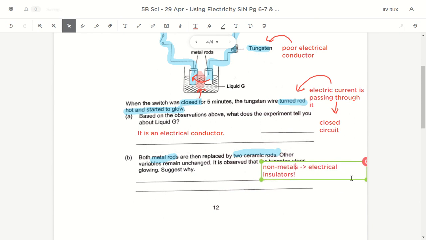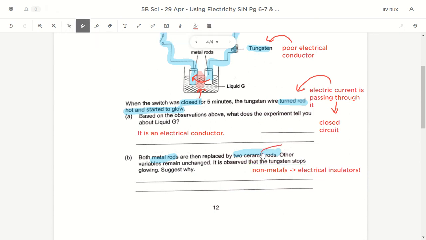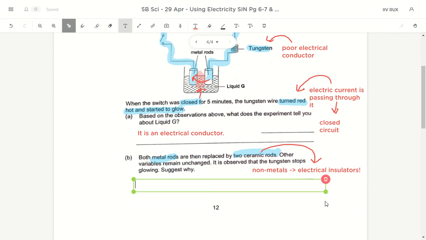And right over here, you can see everything. Okay, so now instead of metal rods, I use ceramic rods, and I know ceramic rods are non-metal. Non-metals are electrical insulators. I didn't change anything else, but you realize that the tungsten stops glowing, which means there's no electric current passing through it. Why so? So straightforward. Ceramic is an electrical insulator.